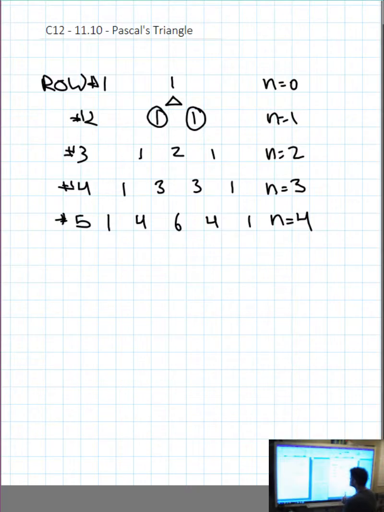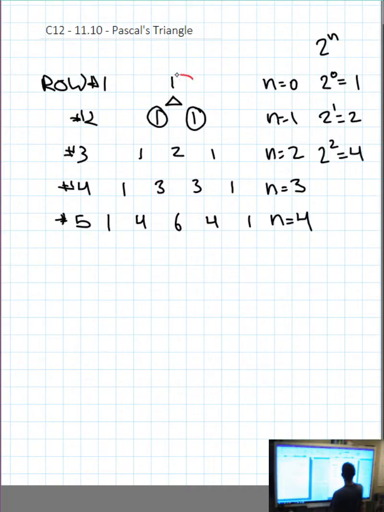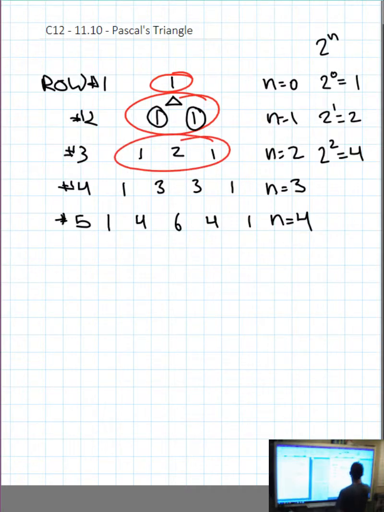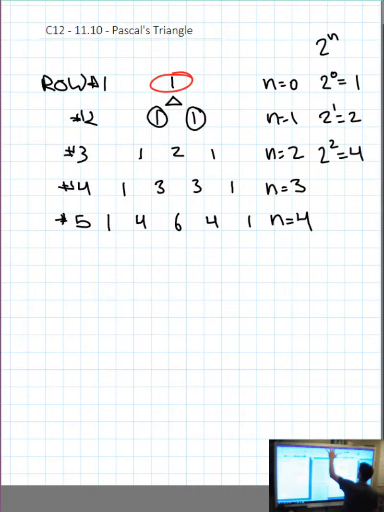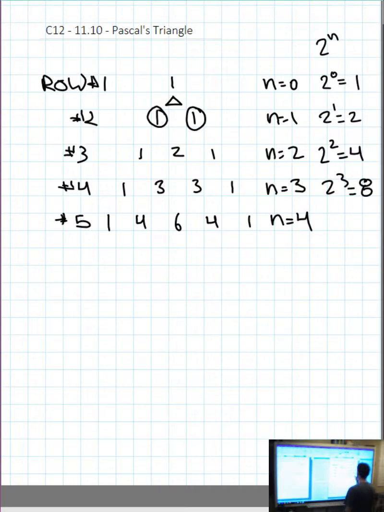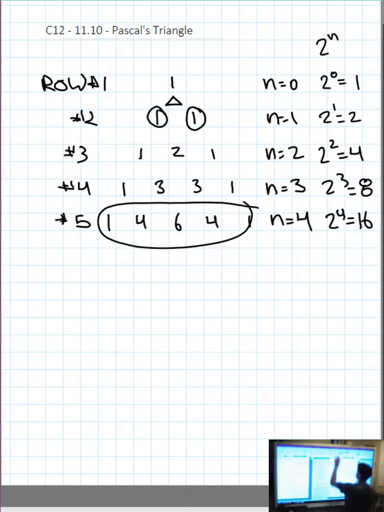It turns out that there are some interesting patterns. The first one is that 2 to the exponent n: 2 to the 0 equals 1. 2 to the 1 equals 2. 2 to the 2 equals 4. It turns out that if we were to add the numbers in the rows, we would get 2 to the n number, which is 1 less than the row number, etc. 2 cubed equals 8, and you could add up all those numbers. 2 to the 4 equals 16, and again, you could add up all those numbers.